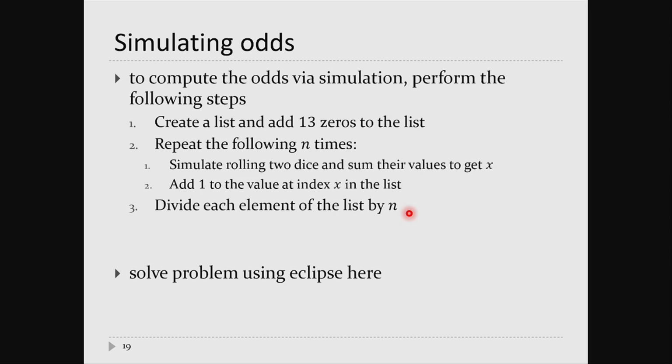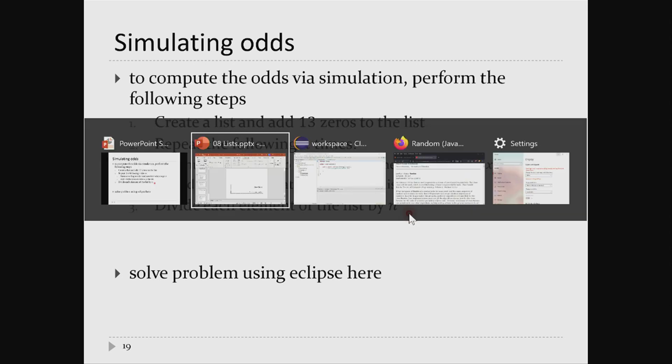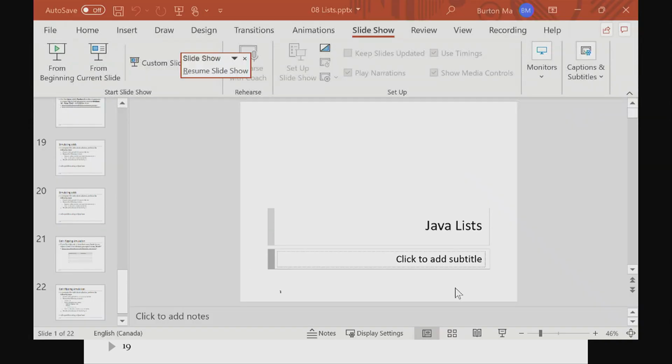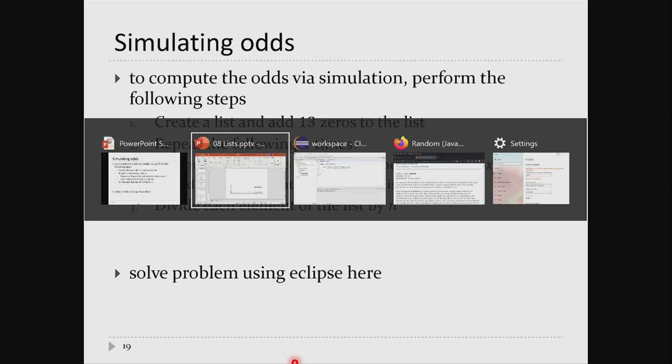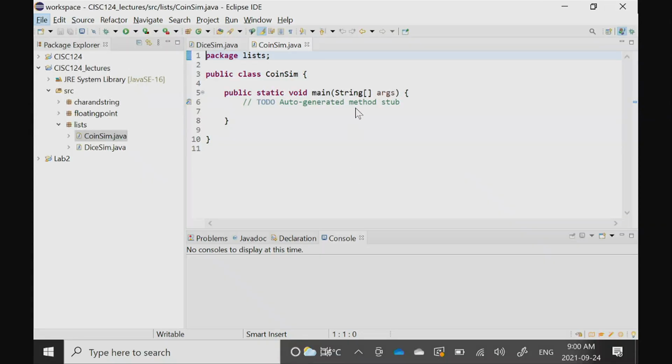And let's give a shot at doing this in Eclipse. So let's see what happens. First thing I want to do is make a list and add 13 zeros to the list. So here's my dice sim. I've got a little DiceSim class, and I've got a main method, so I can actually run the program.